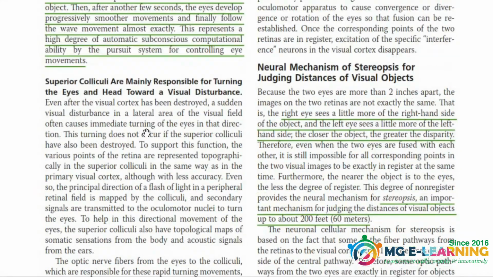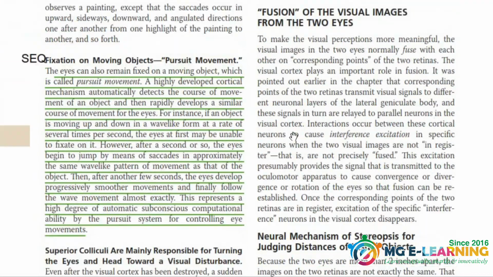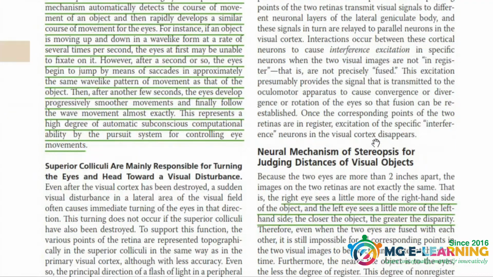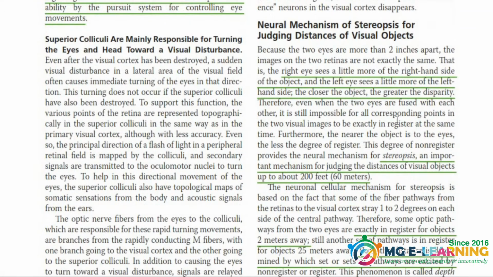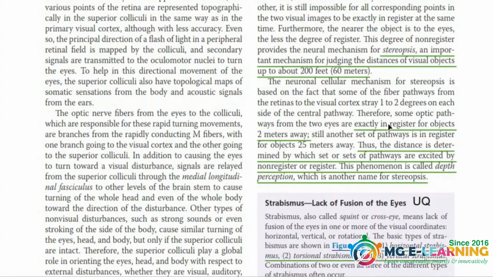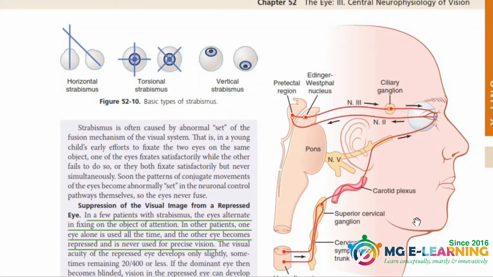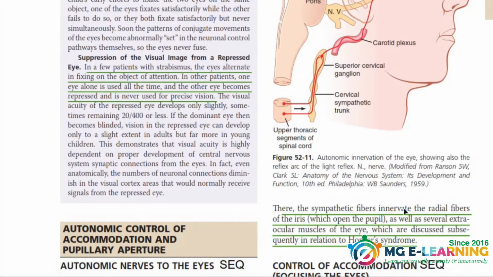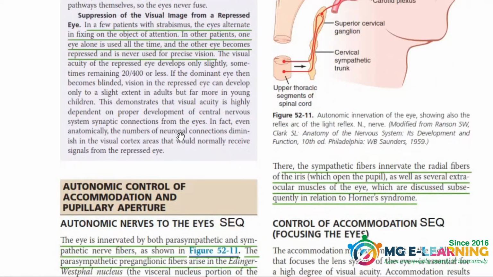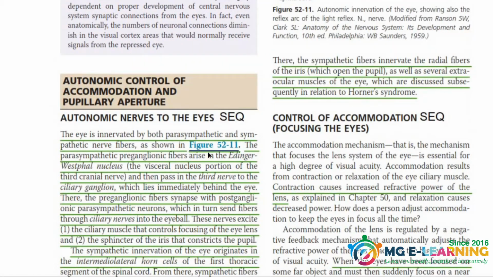And on the next side of the page, nothing is as such important for SCQ and UQ. Some green underlined points are important for MCQs. And this one, strabismus, is an important UQ. You should know the types of strabismus and their main causes and their definition. This blue box is important, and this one, autonomic nervous control of the eye, is important for SCQ.